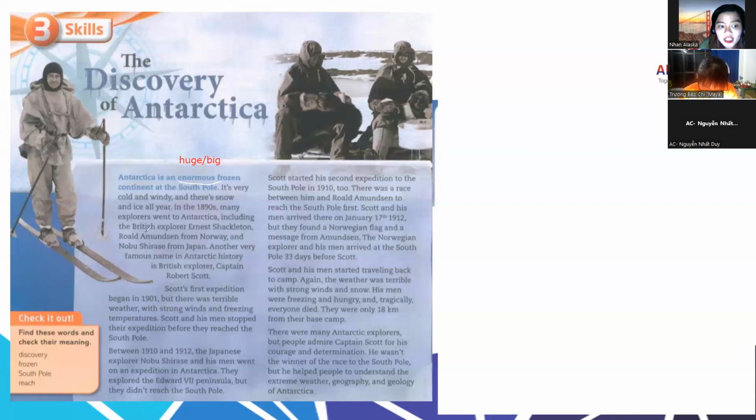The first one, British explorer Ernest Shackleton. Remember, he is British. Next, Roald Amundsen from Norway, the second explorer. The third explorer, Nobu Shirase from Japan. And then another very famous name in Antarctic history is British explorer Captain Robert Scott.